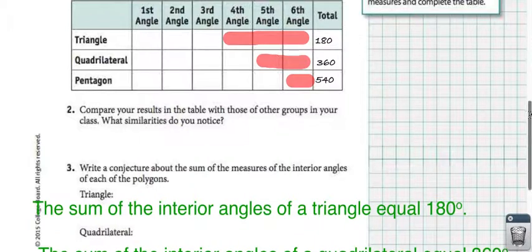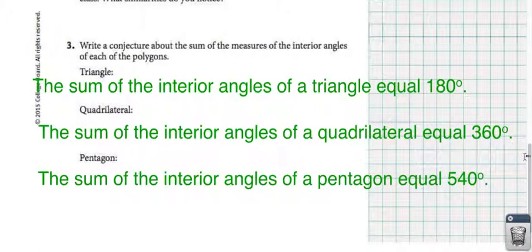So a conjecture about the sum of the measures of the interior angles: for the triangle, the sum of the interior angles of a triangle equals 180. For a quadrilateral, the sum of the interior angles of a quadrilateral equals 360. And for a pentagon, the sum of all pentagon interior angles equals 540. So take a minute, pause the video, make sure you write down those conjectures, and then come back.